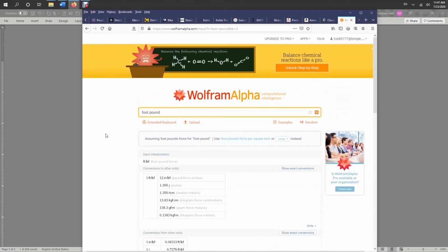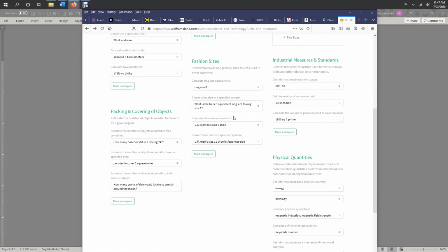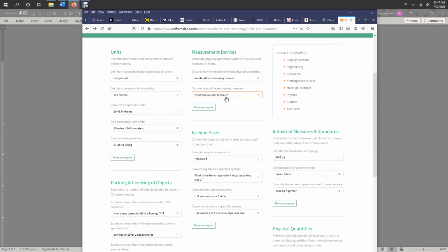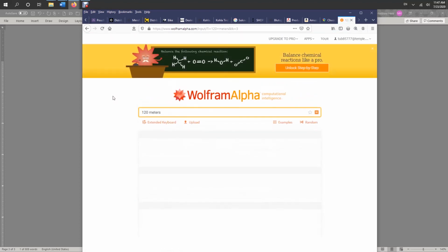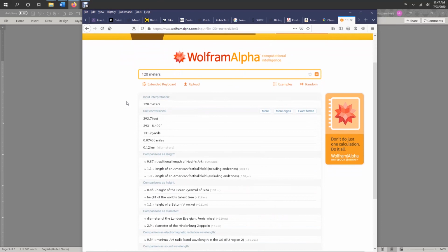We may do a separate session on this. Just take a look at Wolfram Alpha, but I have to educate myself a little bit. Fashion sizes, if that's useful. Yeah, so that's Wolfram Alpha. I think this is the kind of thing that, as you develop your topic, we can go through together and make more sense of it.